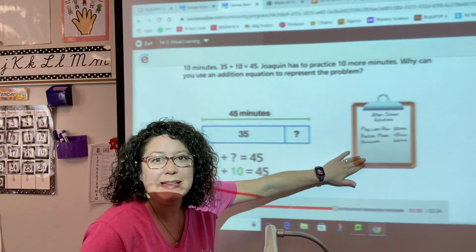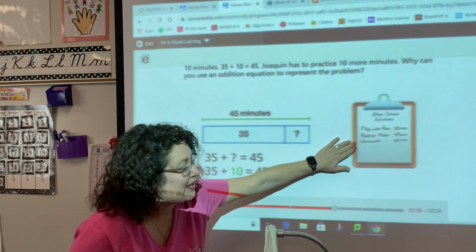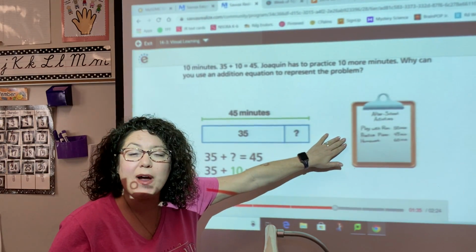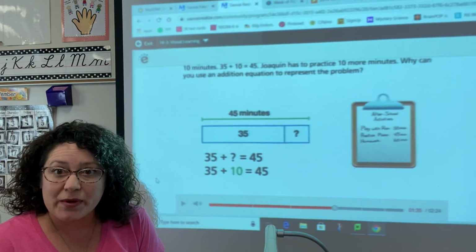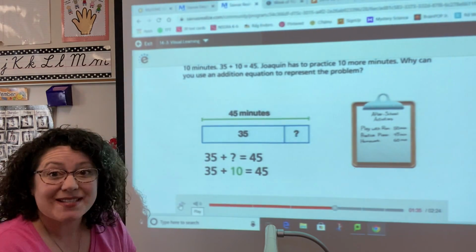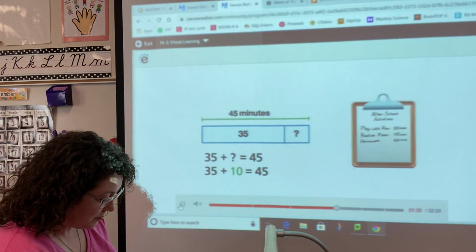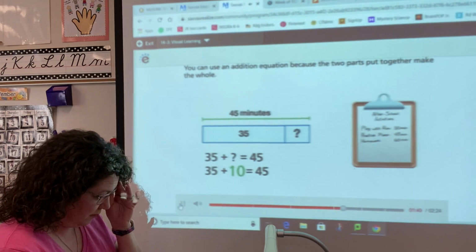If you notice on the clipboard here, we've got play with Ron and homework. Sometimes word problems give you extra information that you're not going to use. That's why you've got to read problems very carefully. You're going to come across that today. You can use an addition equation because the two parts put together make the whole.